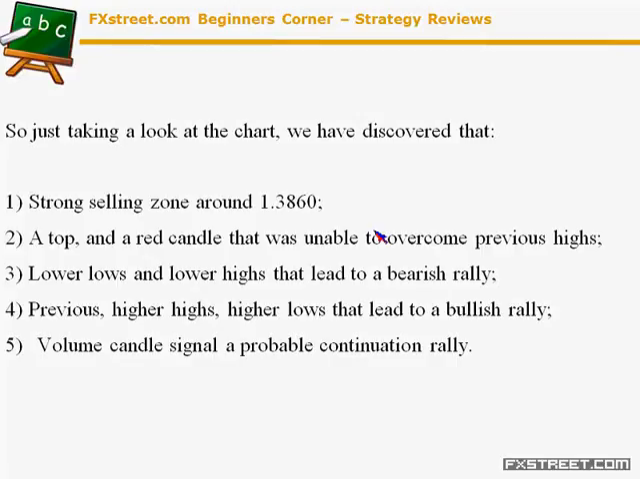So just taking a look at the chart, we have discovered that we have a strong selling zone around 138.60 right now. We have a top and a red candle that wasn't able to overcome the previous high, right? And that suggests the beginning of a bearish rally. Lower lows, lower highs lead to that bearish rally, but previously we also have higher highs and higher lows that lead to a bullish one, right? We have also detected bullish candles that signal a probable continuation rally.